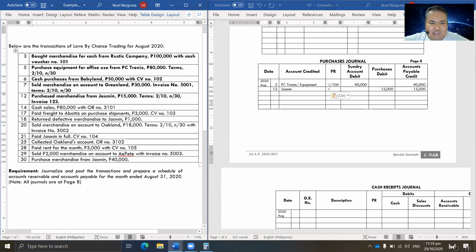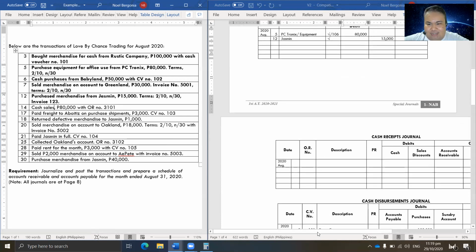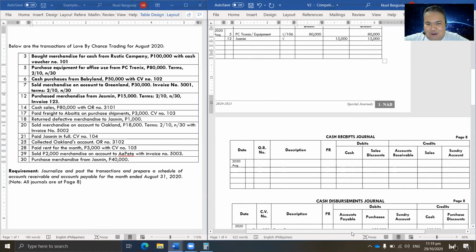We have cash sales. Ayan, cash sales. So, we have cash receipts already. We debit cash, credit sales. Okay? 80,000 with OR number 3101. So, saan papasok yan? Very good. On the cash receipts journal. Okay, so magagamit na natin si cash receipts journal.